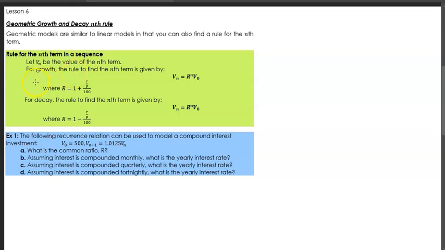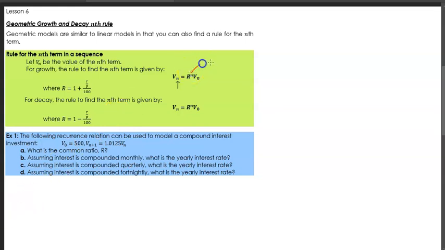For growth, the rule to find the nth term is given by, to get any term of v of n, so remember that n just depends on what year or how many iterations, get your common ratio and put it to the power of whatever that term is. So in this case, if you want to look for v of 1, it's just a common ratio to the power of 1. To get the next one, maybe, or even v of 6, it's the common ratio to the power of 6. So just be careful here.